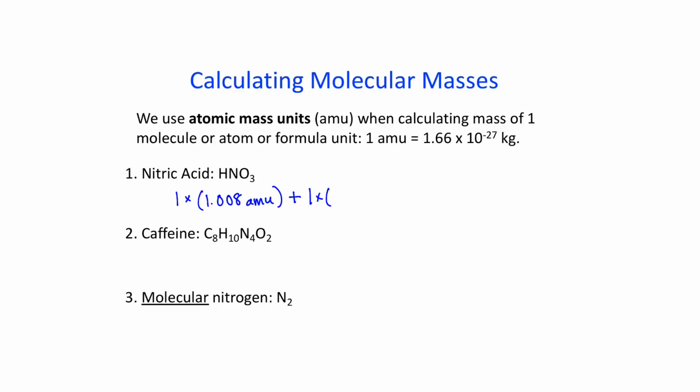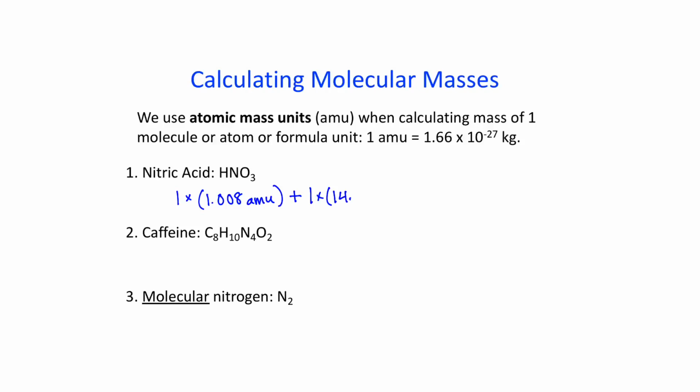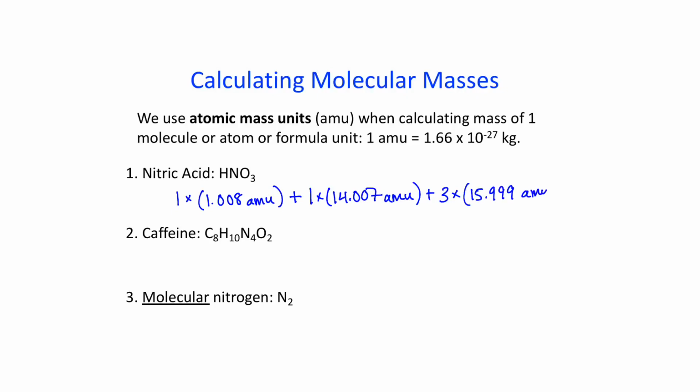If you look up nitrogen on your periodic table, you'll see you have 14.007 AMUs. Okay, and then we have 3 oxygens. So we want 3 times the mass that is listed for oxygen, 15.999 AMU, according to my periodic table that I'm looking at.